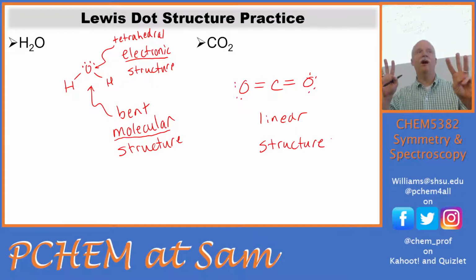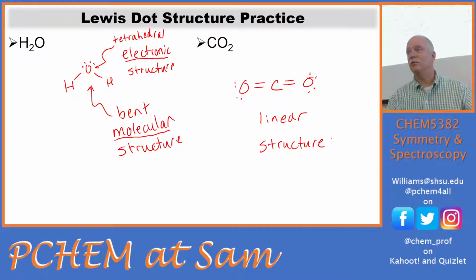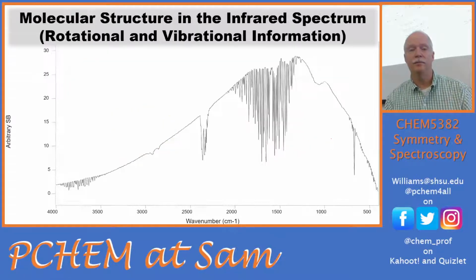Three atoms in both molecules, one's linear, one's bent, according to Lewis dot structure. Okay, let's go to the spectrum. So here's our spectrum. This infrared spectrum is giving us rotational information, and rotational information will tell us something about the structure of the molecules.